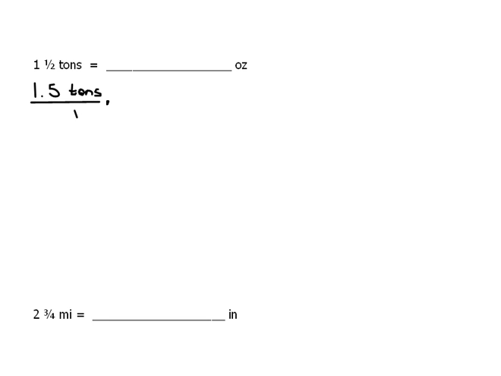Now, obviously, we don't want tons because we're converting, but we can't go from tons directly to ounces. We don't have a conversion for that. So we can go, though, from tons to pounds. We know that there are 2,000 pounds in 1 ton. That's our conversion factor. So tons will cancel top and bottom, and now we have pounds.